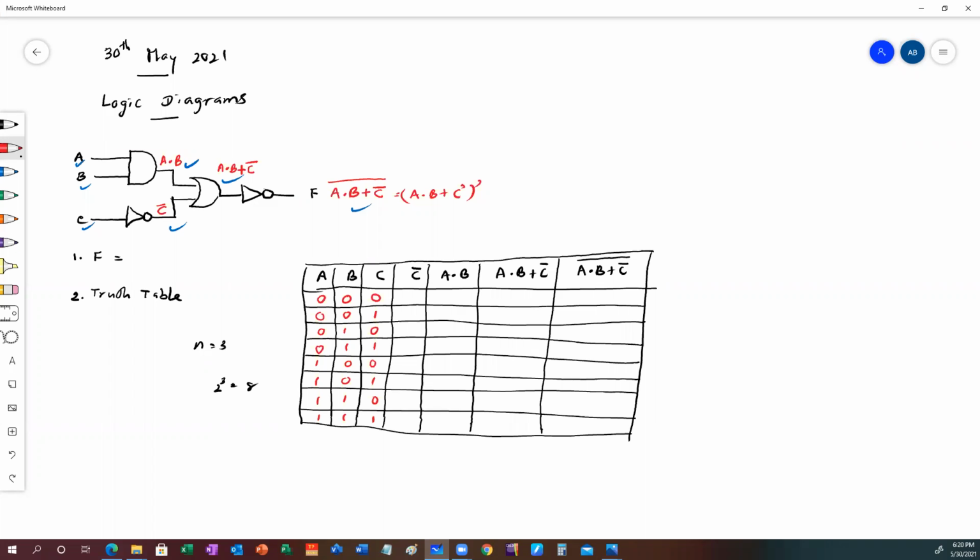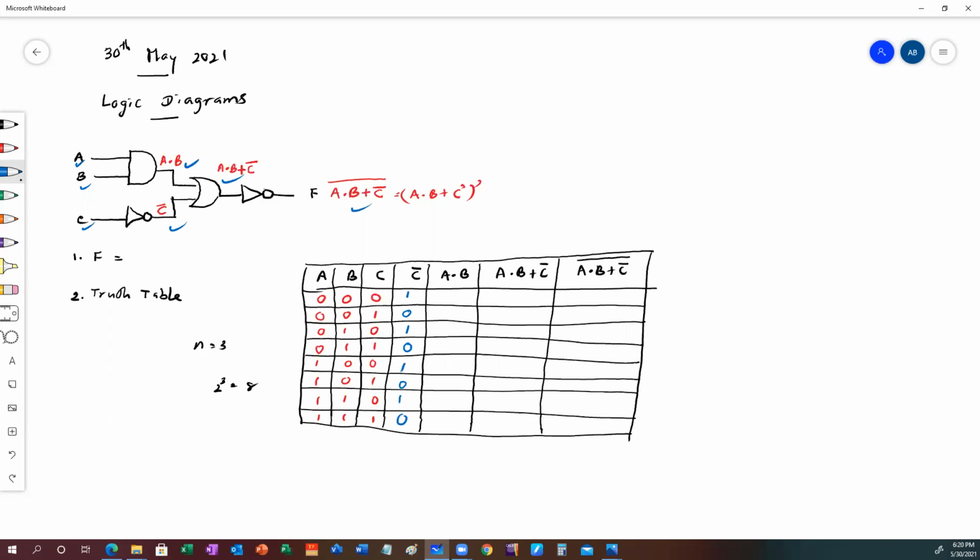Then C bar. Right, C bar. C bar means we have to invert C. If C is 0, C bar is 1. Let's have a different color. C bar is 1, 0, 1, 0, 1, 0, 1, 0. Right. So C bar means the inversion of C, the complement of C.